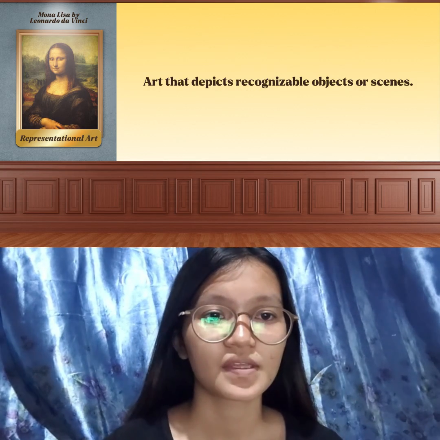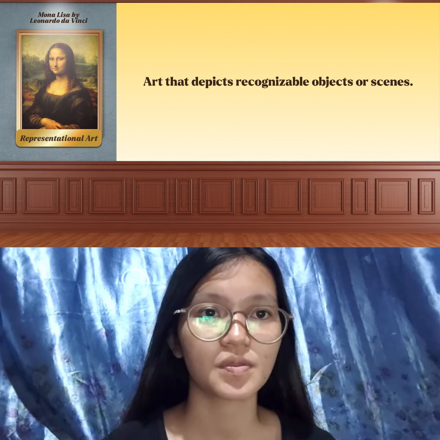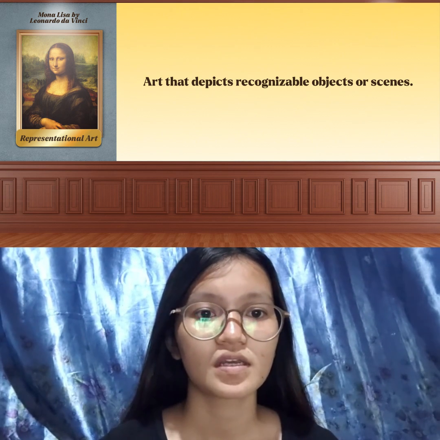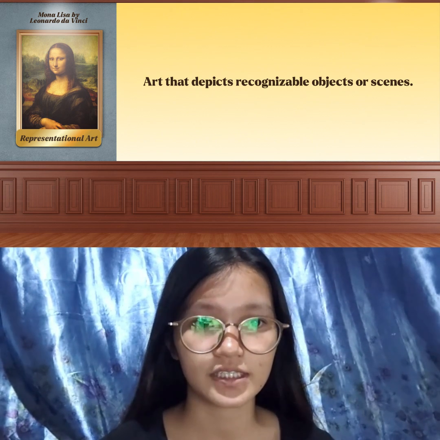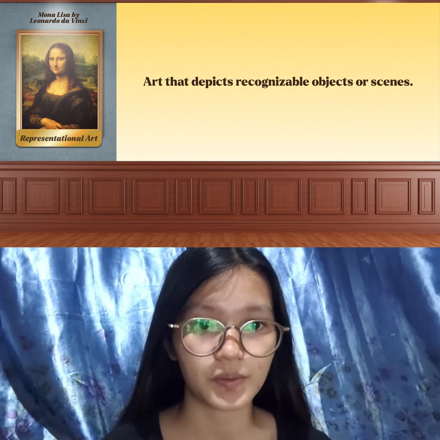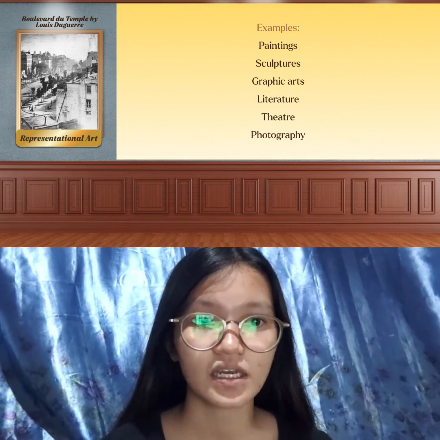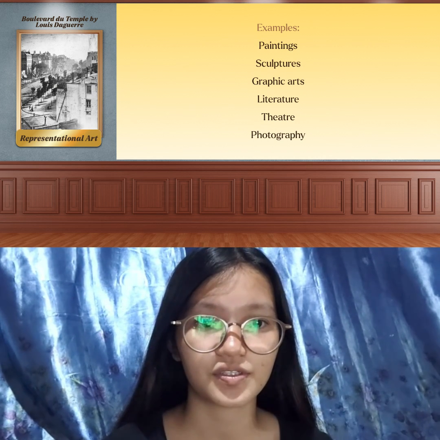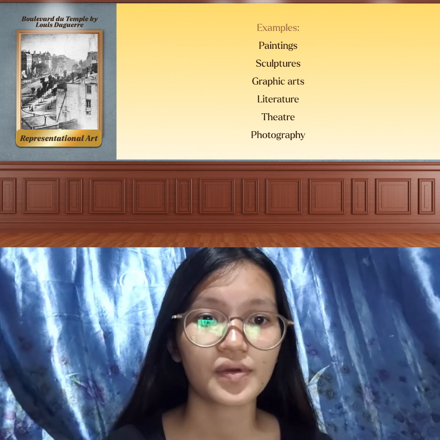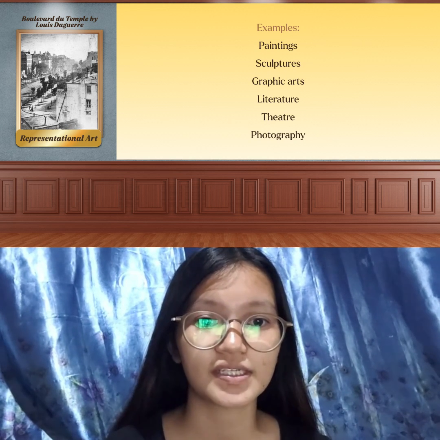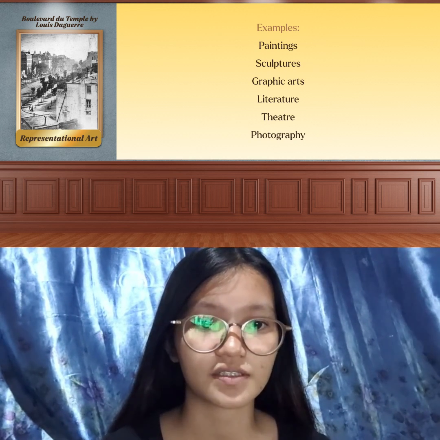Representational art. It is art that depicts recognizable objects or scenes. It means the subject is clear and easily recognized by most people. Examples include most paintings, sculptures, literature, graphic arts, and theater. These are also known as objective arts because you can easily objectify the subject.